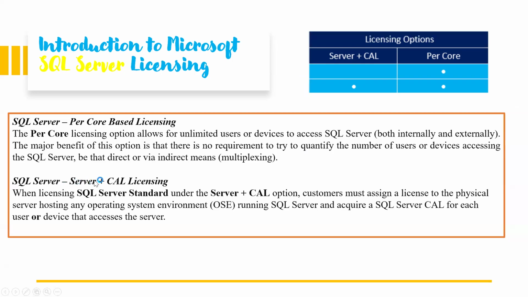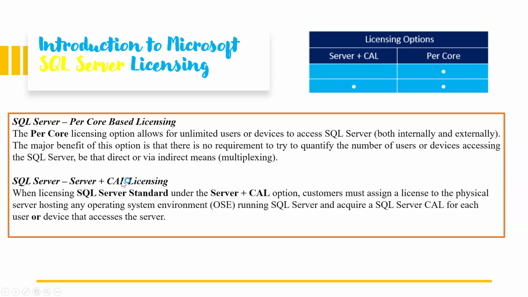What do you mean by Server+CAL license? Means my application is a very tiny, very small application. That much connectivity is not there right away, and I don't have that much budget as well. Then how can I get the enterprise edition? So for example, I can go for Server+CAL license.